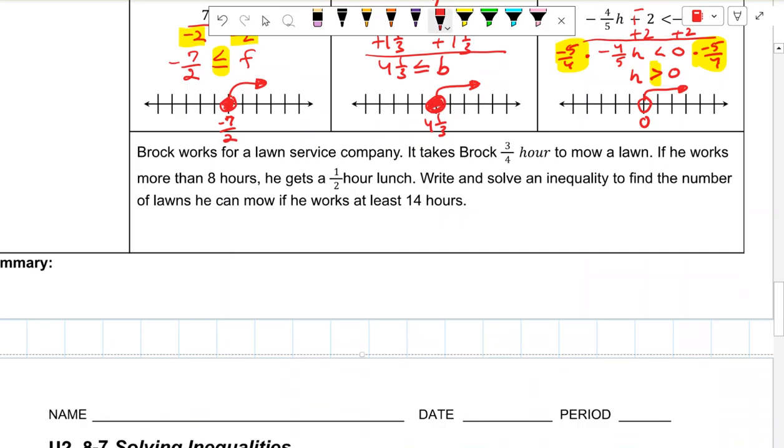Brock works for a lawn service company. It takes Brock 3/4 of an hour to mow one lawn. If he works more than 8 hours, he gets a half-hour lunch break. Write and solve an inequality to find the number of lawns he can mow if he works at least 14 hours.